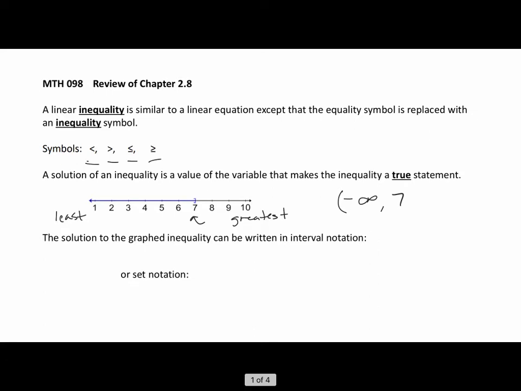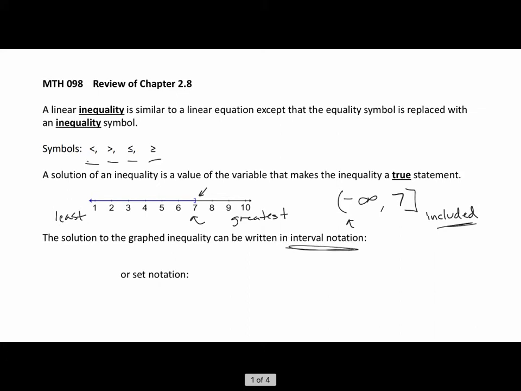But 7, you'll notice that there's a bracket symbol, and that means that the 7 is included in the solution, meaning 7 will make the inequality statement true. The parenthesis means not included. So if you have a value that actually doesn't make the statement true, but up to that number makes the statement true. So that's the solution in the interval notation.